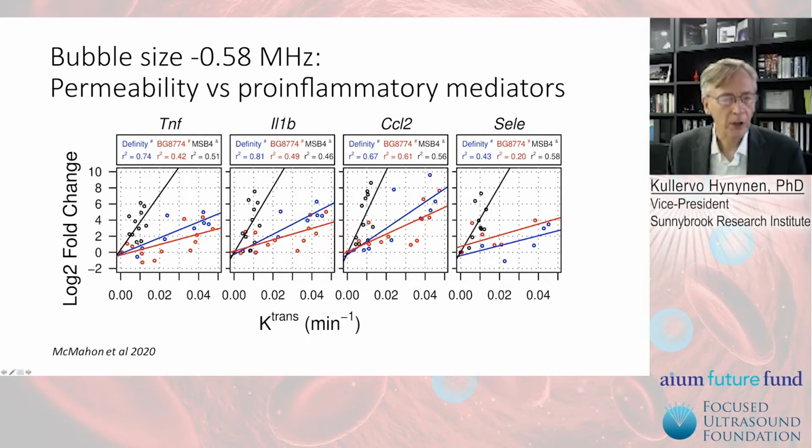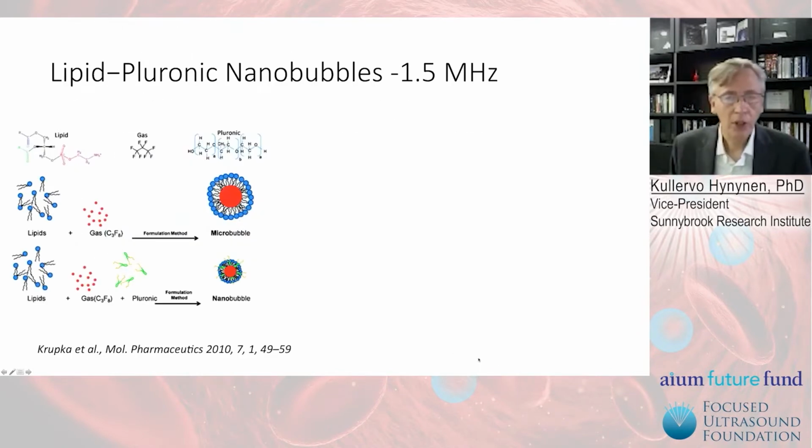Whereas the 4 micrometer size bubble induced bigger pro-inflammatory mediator changes with a smaller change in the K-trans values, meaning that we were able to cause smaller permeability enhancement while increasing the impact on these inflammatory factors, which might be important when we are looking to induce therapeutic effects in the brain that are not necessarily related to the blood-brain barrier. So, interesting observation. Others have looked at even smaller bubbles.